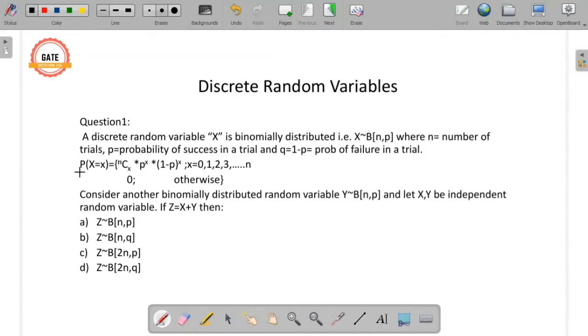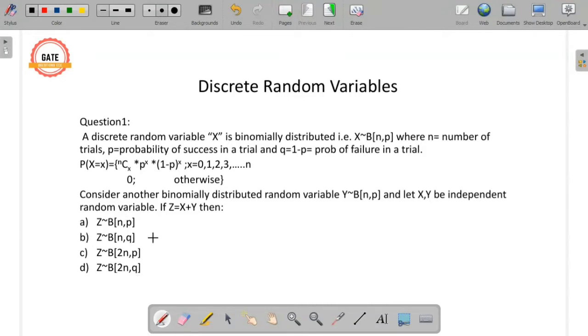Here the PMF of X is given. It is given that it is distributed binomially. This is the formula of binomial distribution. So what is given in the above statement is given here mathematically. Consider another binomially distributed random variable Y. n and p are the same parameters as given for X, and let X and Y be independent random variables. If Z is equal to X plus Y, then which of the following statements is true for the PMF of Z? That is, we have to find out which of the following is the PMF of Z.